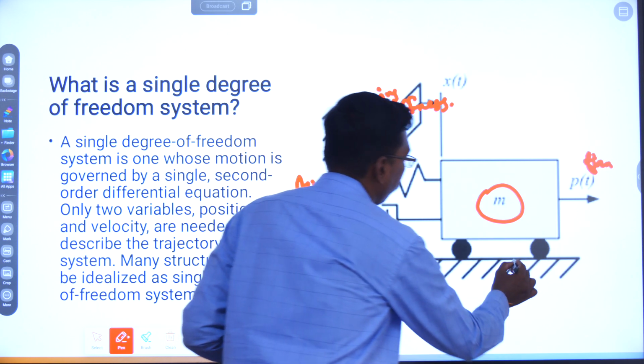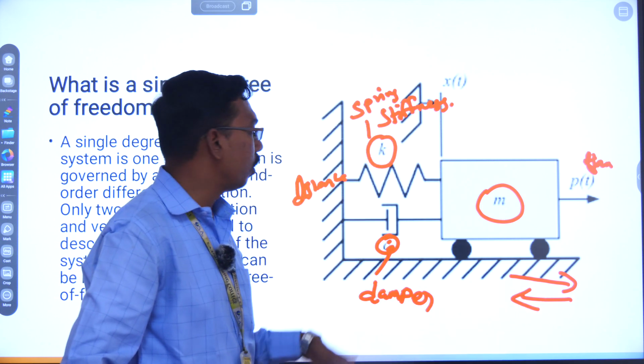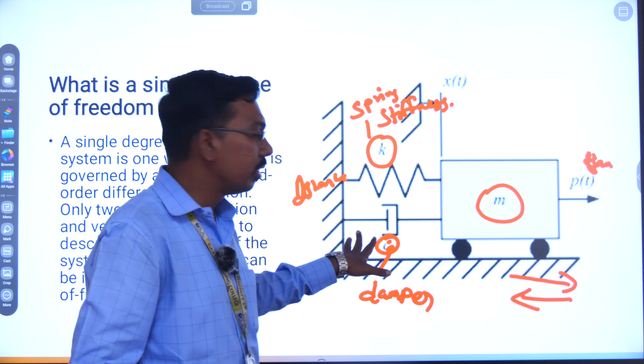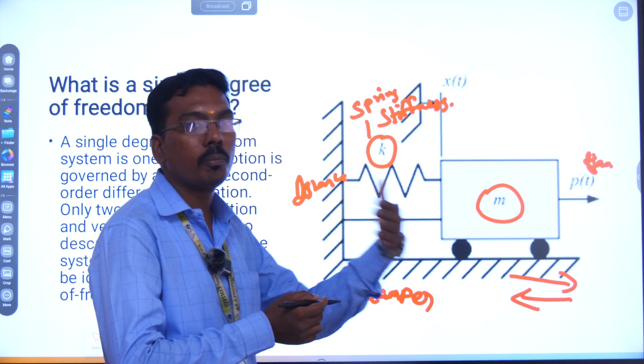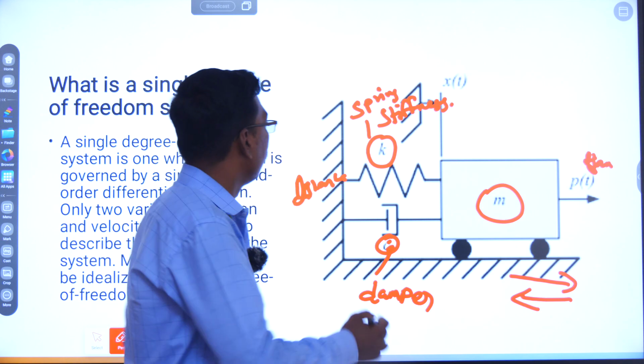So the mass moves longitudinally, in one way. For example, this is the forward motion. Again, it retracts in the reverse motion. Okay. Only two things will be there. Why do we place a damper here? This damper controls the spring movement. Okay. For example, if we drive a vehicle, the same thing.